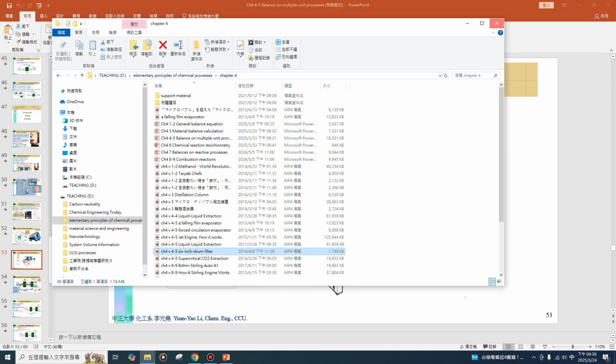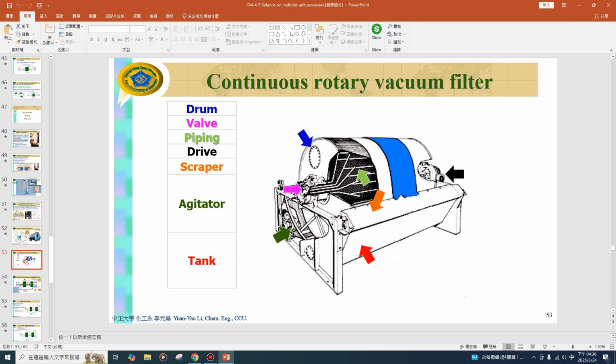Okay, easy, right? But again, it depends on different applications. You need to design different rotary drum vacuum filters.